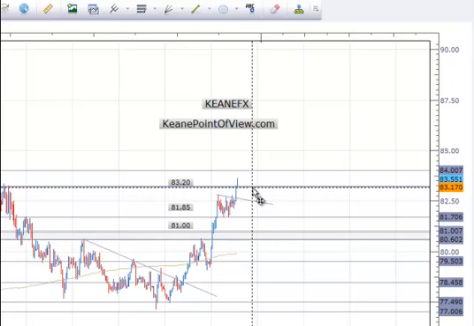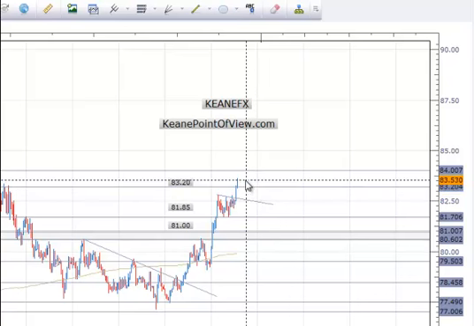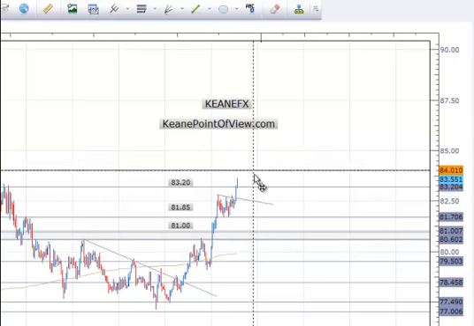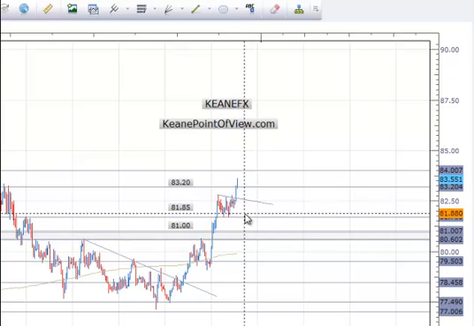So keep an eye out, and a break of the 84 level could really open this pair up to an exaggerated move higher, the first level being 85.50. Break back in the wedge, and we can see a push down to 81.